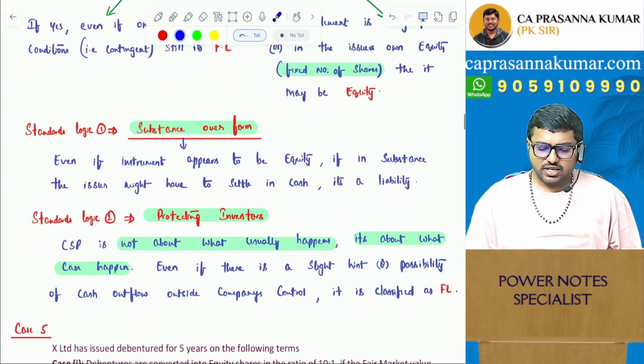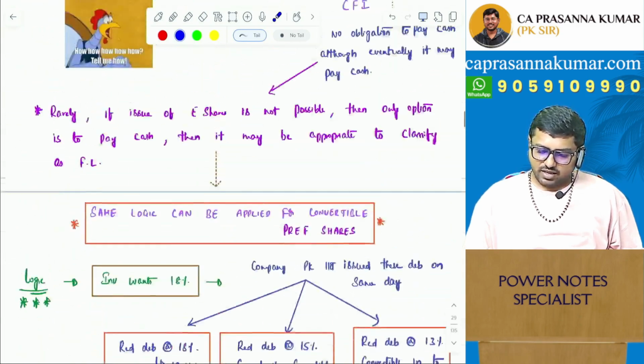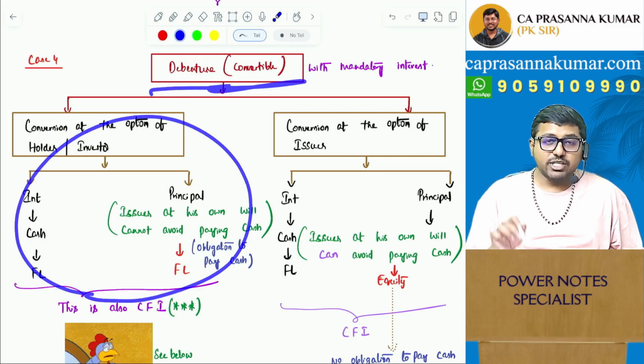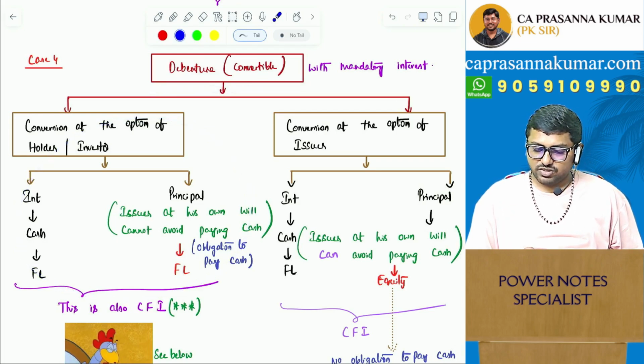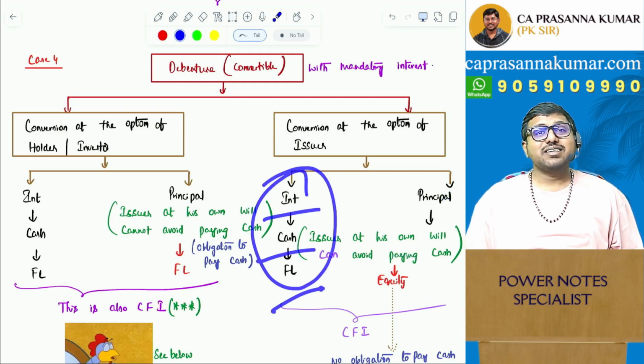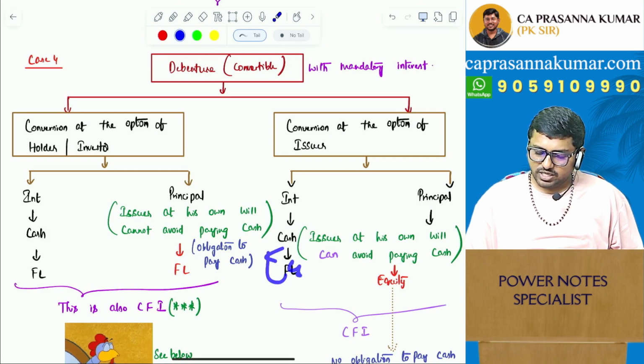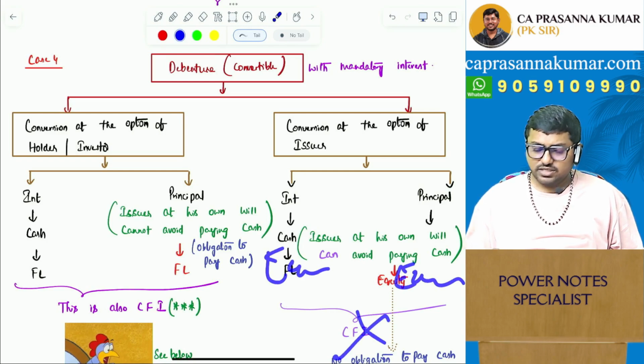You understand the point? Similarly, in this case, even though the name is debentures, even though the form is debentures, here we have classified that as equity only. Suppose even the interest is discretionary. There is no mandatory payment of interest requirement. In that case, this will also be equity. In that case, this will not be a compound financial instrument. It will be an equity instrument only.